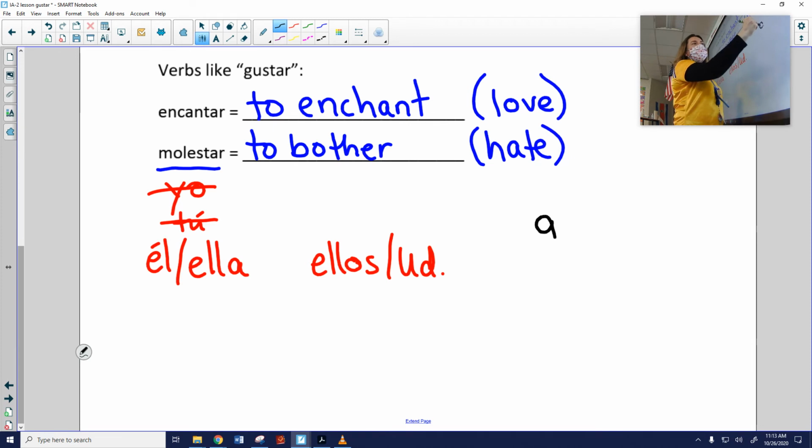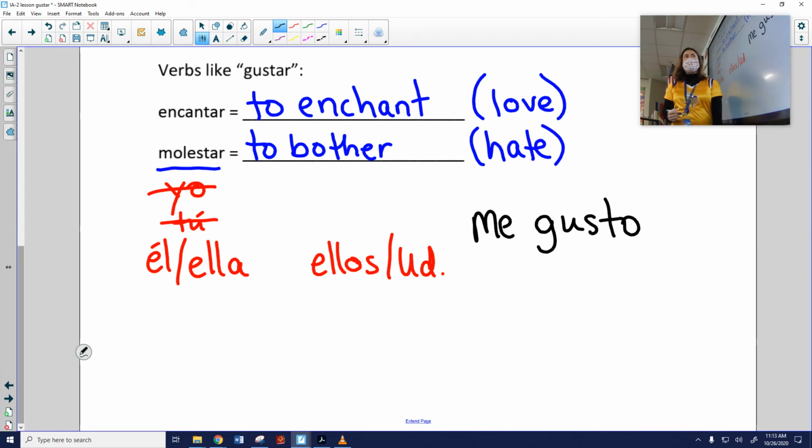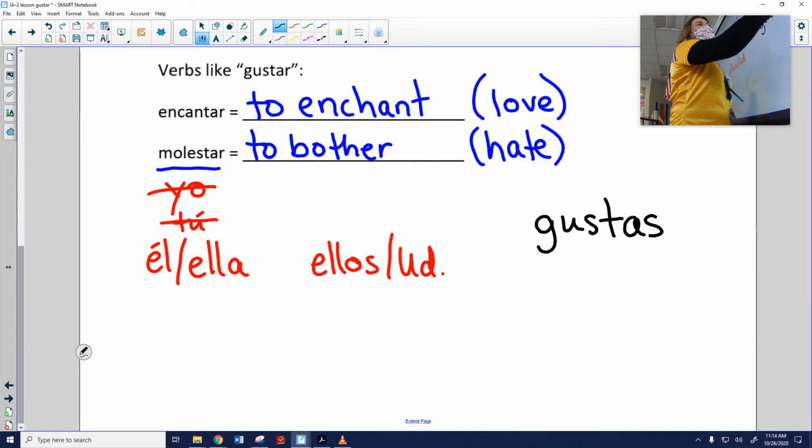If I said gusto with an O ending, like the yo form ending, that means I please. So if I said me gusto, that means I please myself. Which is probably not what you're trying to get at. Likewise, if you conjugated the verb with a tú ending, gustas, me gustas means you please me. Probably not what you're trying to get across.